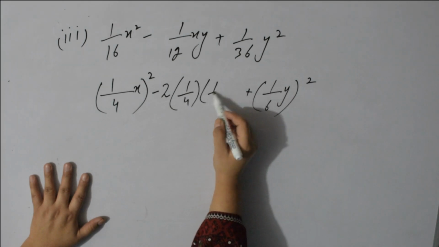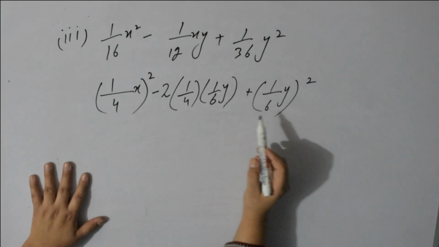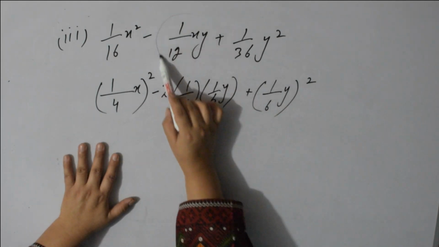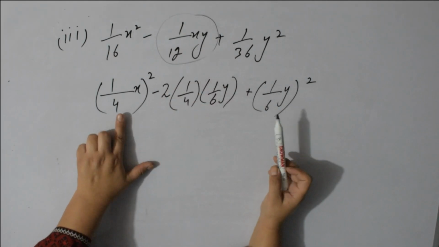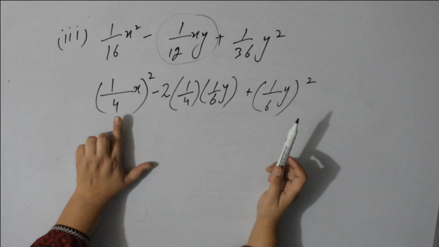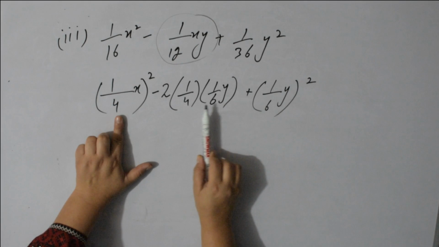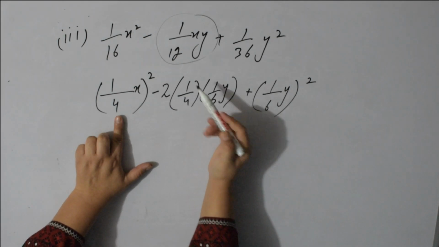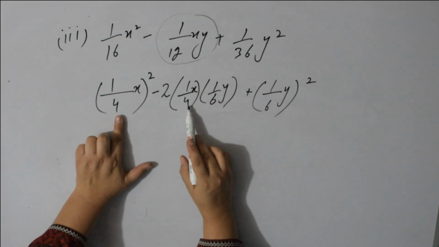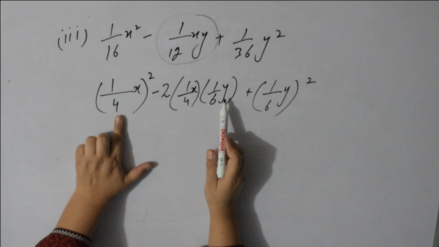1 by 4 into 1 by 6 y. Look, you don't need to look at this term at all. You just write the first and last term in standard form, and then put the values 2a into b. So this is my a. Oh, I forgot to write x. 1 upon 4x and 1 upon 6y.